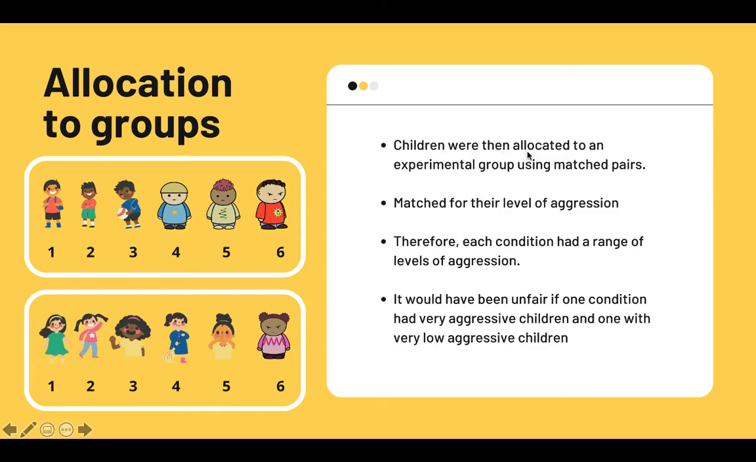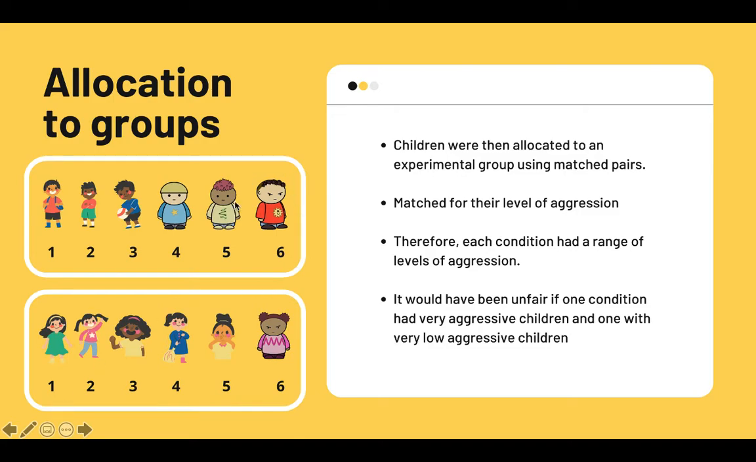Children were then allocated to an experimental group using matched pairs. So they were matched for their level of aggression. Let's say this boy was rated 1 for aggression, as well as this girl was rated 1 for aggression, so they're not aggressive, so they're paired. So what happens when they're paired is that one goes to one group, and one goes to the other.